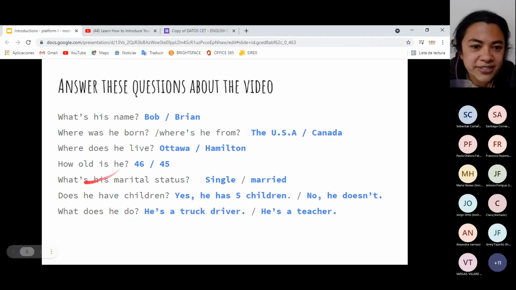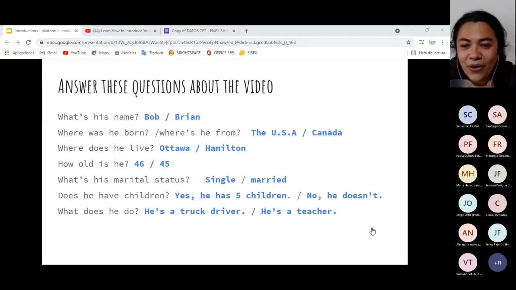And Andres was raising his hand. So, where does he live, Andres? Andres Rincon. He lives in Hamilton, in Canada. Good. All right. And how old is he?